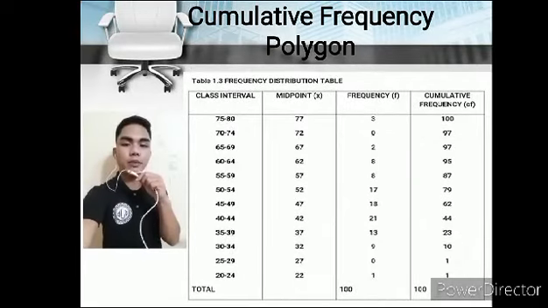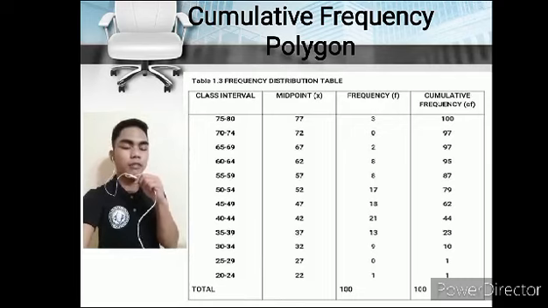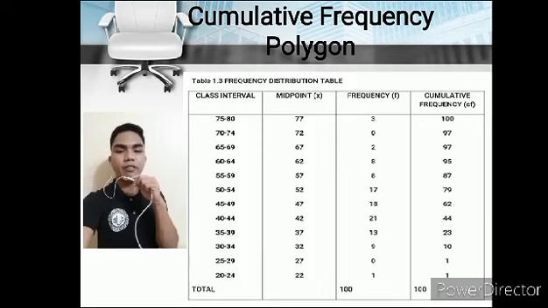In having the cumulative frequency polygon, we have to first identify the x and y axis. The x-axis is referring to the class boundary. As we can see here in our frequency distribution table, we have 20 to 24, 25 to 29, 30 to 34, 35 to 39, 40 to 44, 45 to 49, 50 to 54, 55 to 59, 60 to 64, 65 to 69, 70 to 74, and 75 to 80.